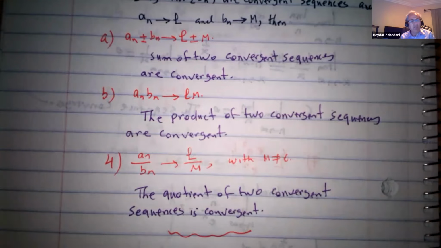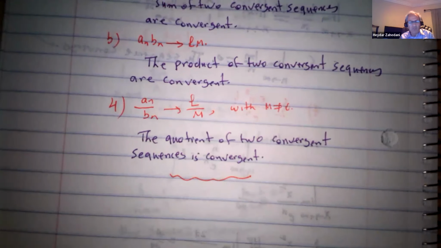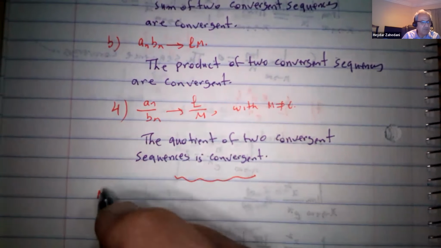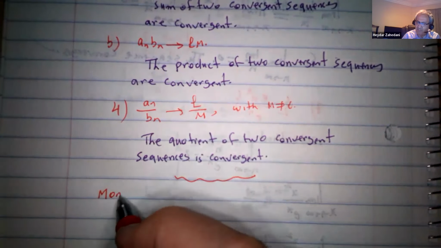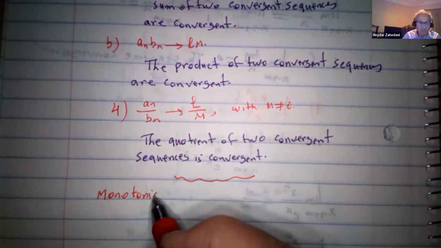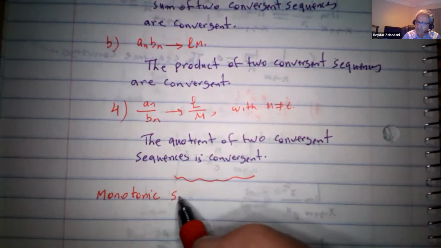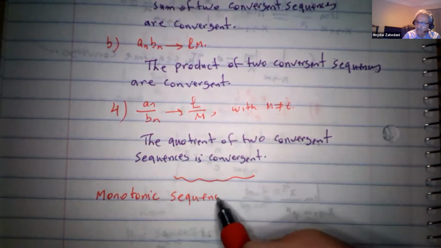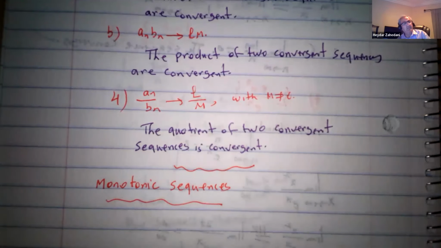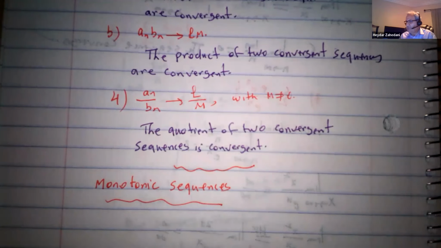And that is something we call the monotonic sequences. There is one theorem here that would be useful for this series. What are monotonic sequences? You see, we already talked about increasing and decreasing functions, and you know it from calculus one. And the sequence is a function. So monotonic means a sequence can be increasing or decreasing.